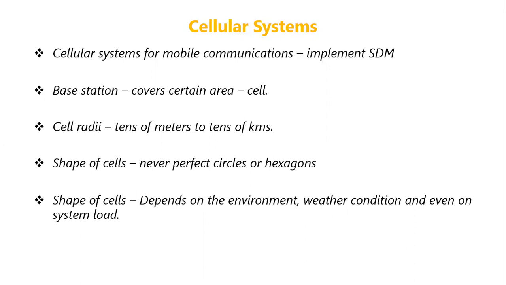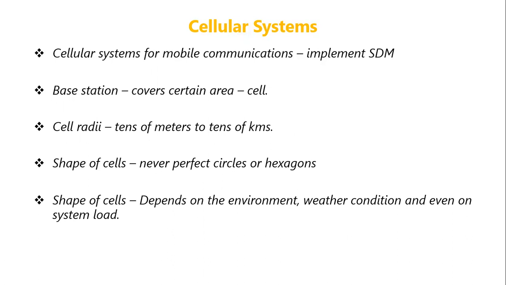Similarly, if the load is high or low, the cell size may either shrink or become bigger. So the cell will not be in a hexagon or circle form. For understanding theoretically, in textbooks or learning materials, it is represented in the form of a hexagon or circle, but in real life it need not be so.